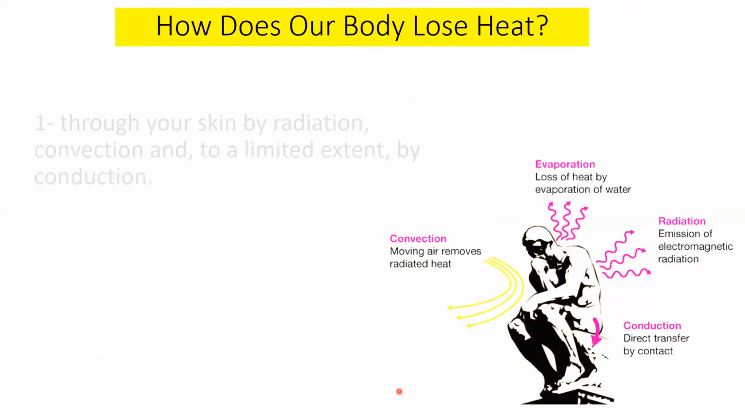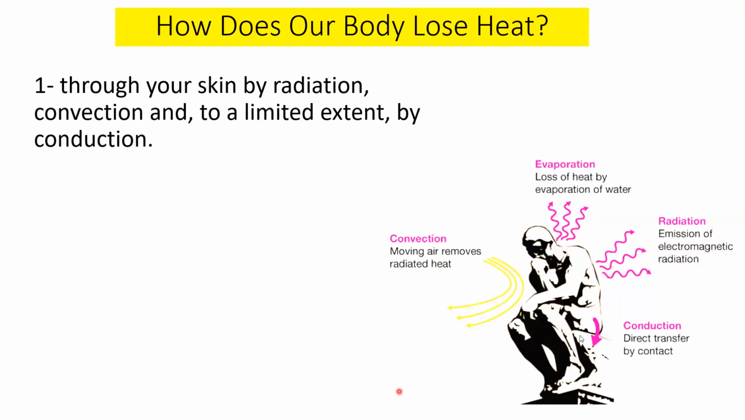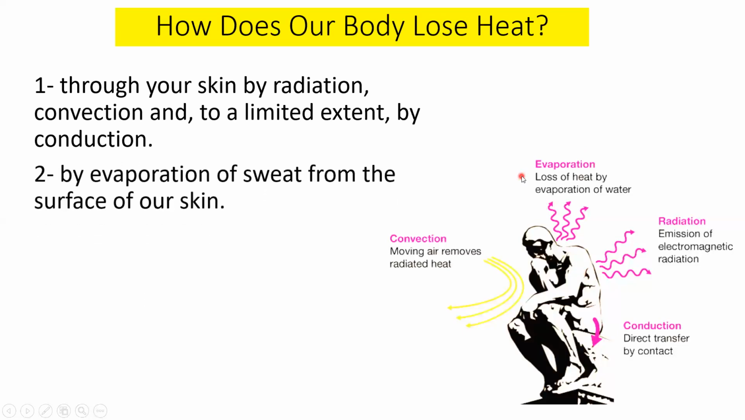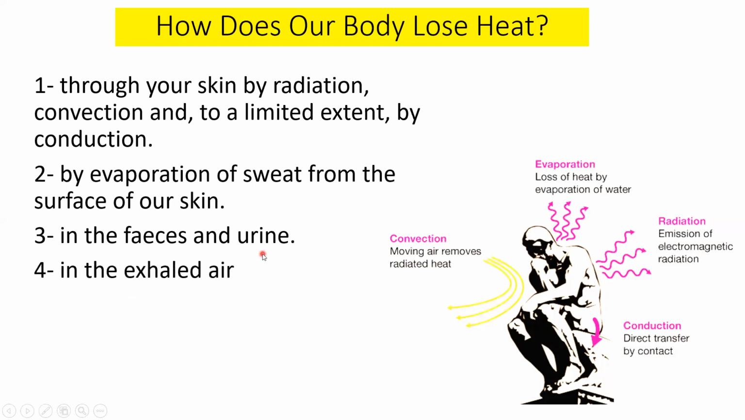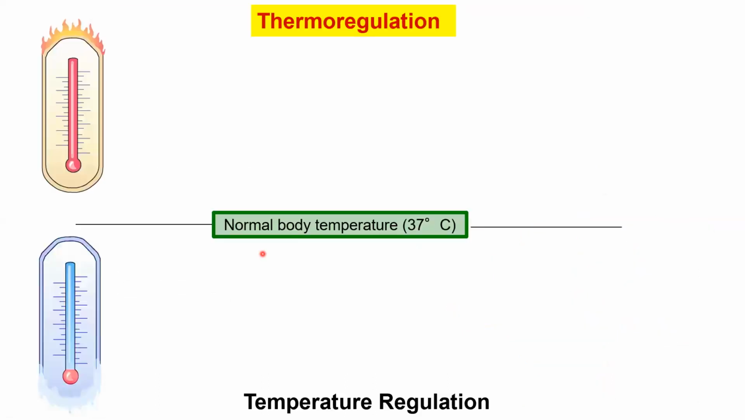And these are the mechanisms how your body is going to lose the heat: through your skin in the form of evaporation, radiation, conduction, and convection; through the air current, through the radiation, and through the conduction, direct contact with the surface, and evaporation from your skin surface. But your epidermis is protecting, preventing this evaporation much more. And along with that, you have the evaporation of your sweat. Heat can also be lost in the feces and along with the urine. In the expired air, heat is also being lost, and that is the thermoregulation.